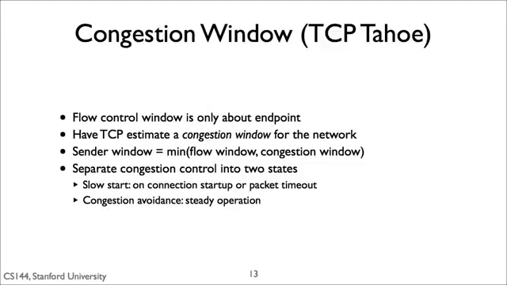So TCP Tahoe estimates something called the congestion window for the network. Its sending window is the minimum of the flow window and the congestion window. Don't send more than the other side can handle, and don't send more than the network can handle. To manage this congestion window, TCP separates congestion control into two states, called slow start and congestion avoidance. In the steady state, TCP is in the congestion avoidance state, in which it follows an AIMD policy. When a connection starts up or there is a packet timeout, TCP enters the slow start state, which does not follow an AIMD policy.